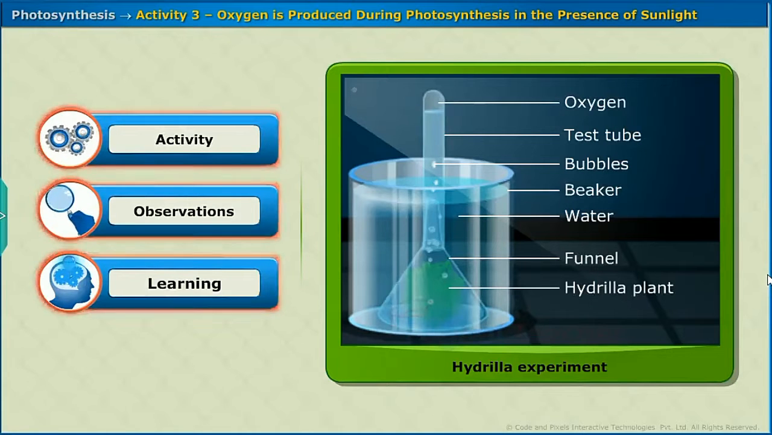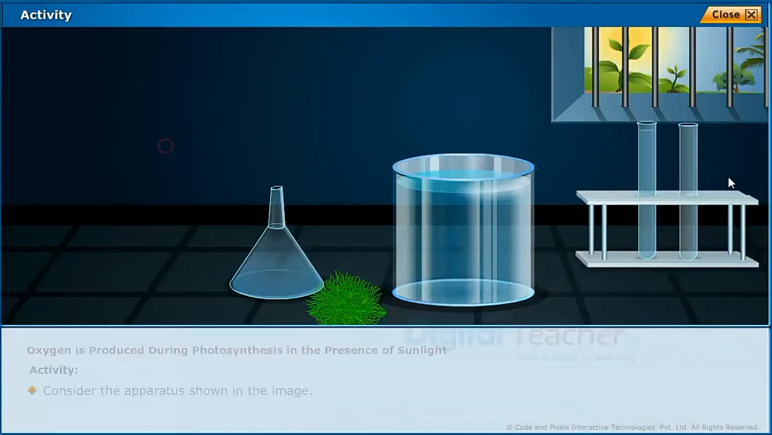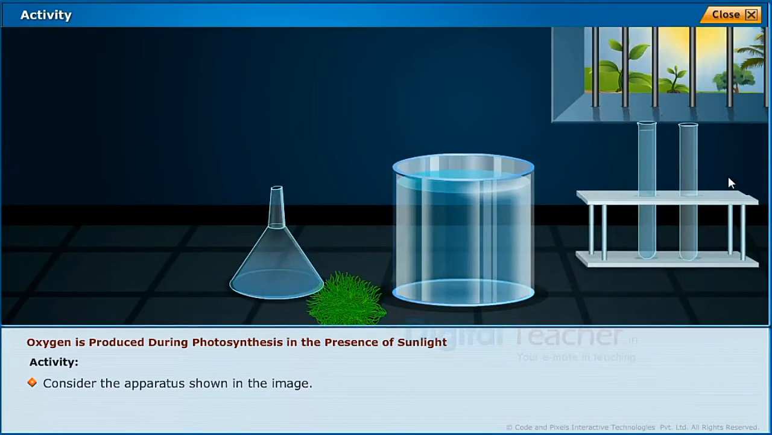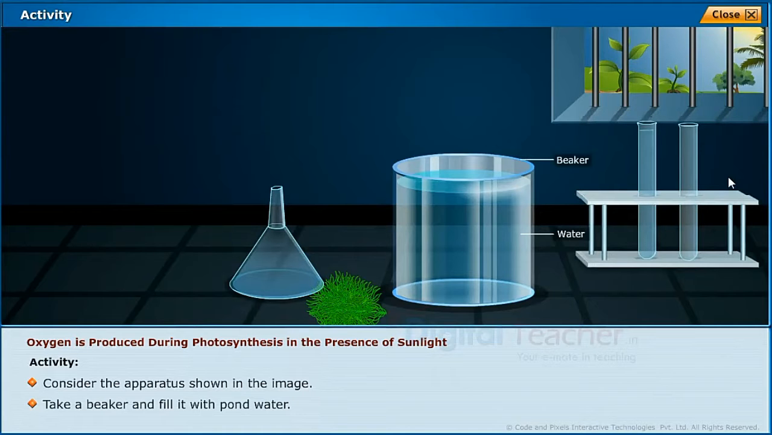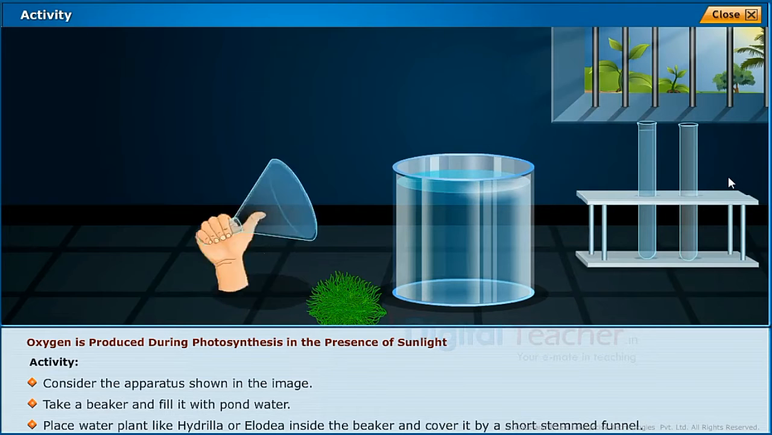Here, let us perform an activity to understand how oxygen is produced during photosynthesis in the presence of sunlight. Click each tab to know more. Consider the apparatus shown in the image. Take a beaker and fill it with pond water. Place a water plant like hydrilla or elodea inside the beaker and cover it with a short-stemmed funnel.